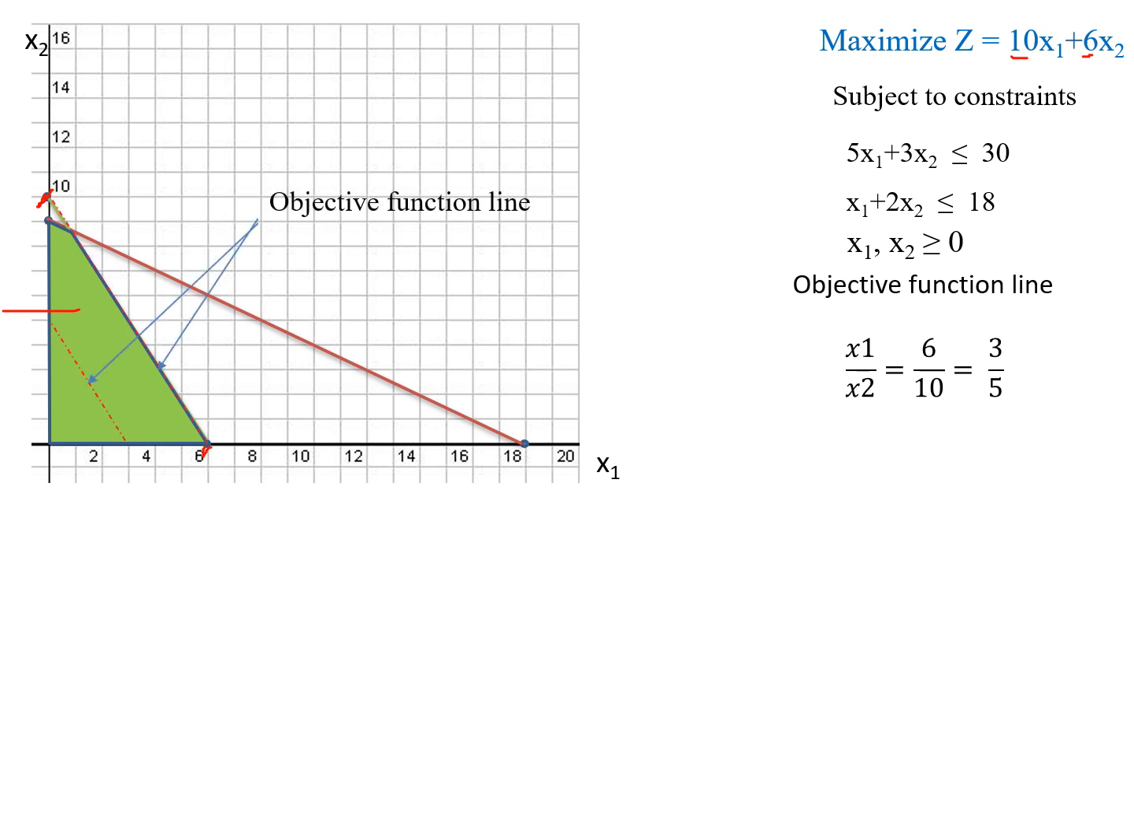So this is the objective function line. 6 by 10 is the slope, which can also be written as 3 by 5. So this is also one more objective function line. Here observe that the objective function line is parallel to another constraint. In such a condition we will form an alternative solution.